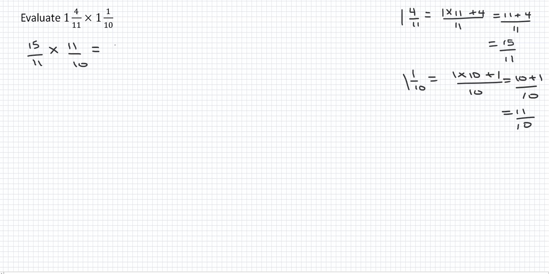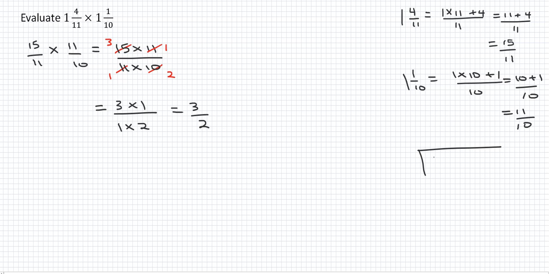And now we're going to multiply across, 15 times 11 divided by 11 times 10. Now let's see if we can simplify. So we can divide 10 by 5, we have 2. 15 by 5, we have 3. 11 by 11, we have 1. 11 by 11, we have 1. So now we have 3 times 1 divided by 1 times 2, which is going to give us 3 over 2. And then we can convert that to a mixed number. 3 divided by 2, we have just one 2 in 3. So 1 times 2 is 2. We subtract, we're left with 1. This is going to be 1 1/2.